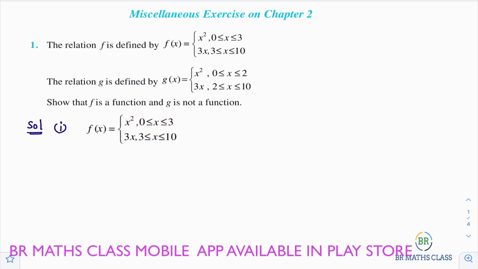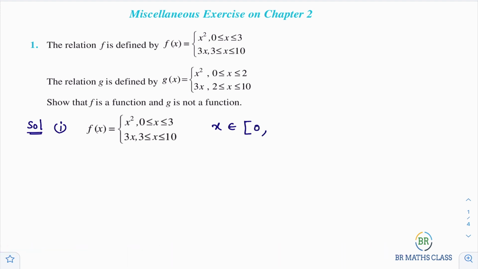So here x values are in the closed interval 0 to 10. When x equal to 0, which one you need to choose? You need to choose the first one. When x equal to 10, which one you need to choose? You need to choose the second one. When x equal to 9, which is in this interval, you have to choose f of x as 3x. Okay. Now what I'll do, I'll try to do this problem with the help of a graph. I'll try to prove that it is a function with the help of a graph.